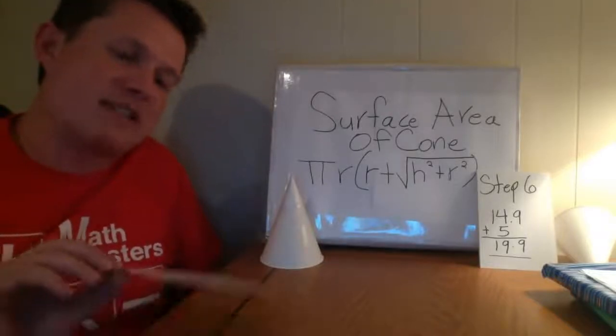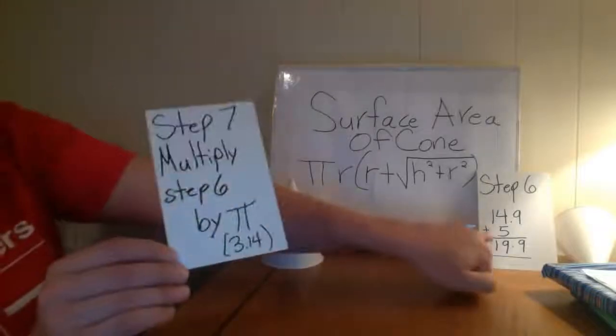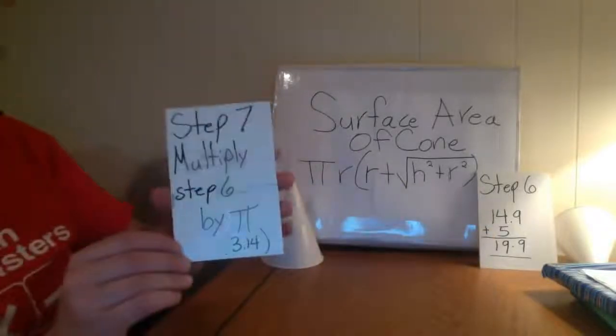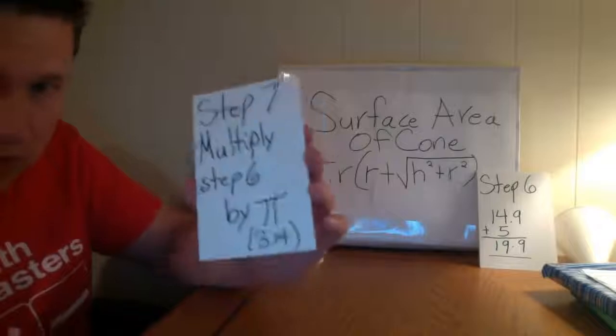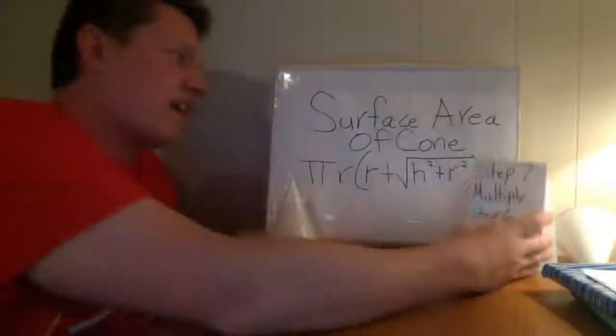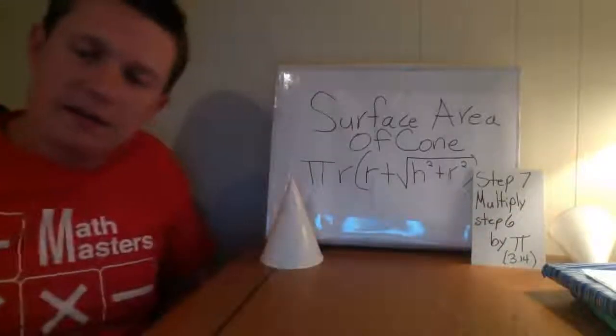I'm going to multiply step 6 by pi. So I'm going to take this 19.9 right here that we just got for the whole parenthesis, and I'm going to multiply that by pi. And of course, I use a standard 3.14. We don't need to get into that fancy stuff today. We're just going to do a standard 3.14 pi.